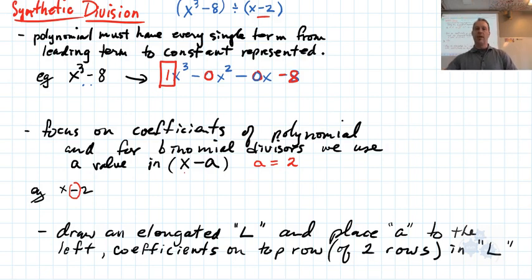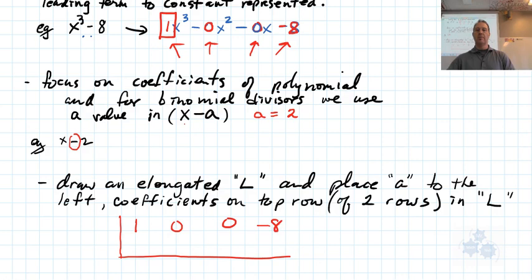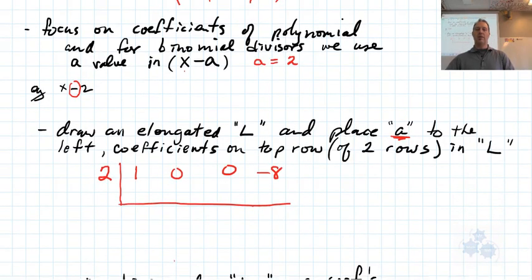So what do we do next? Now that we've got this identified, we draw an elongated L. It's the best way I can explain it. And remember these coefficients from before? We put those coefficients along the top row inside the L. So we're going to have 1, 0, 0, and negative 8. Also, the a is to the left, so that's 2. We put 2 outside of the elongated L, on the left. It doesn't matter where on the left it is. The other thing that I like to do, that you might not see in other textbooks, is to put a little box right here underneath the last number. Okay, so now we're set up for synthetic division.